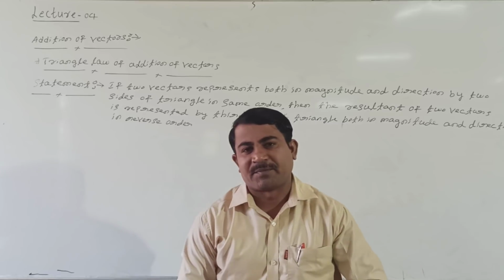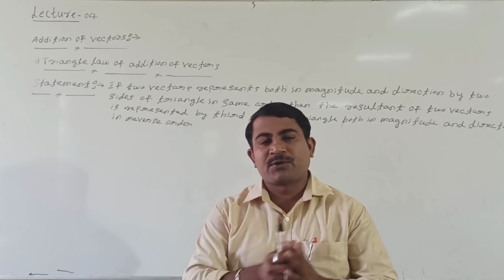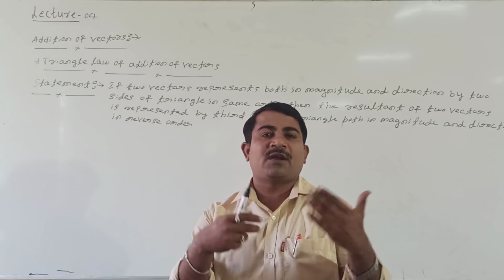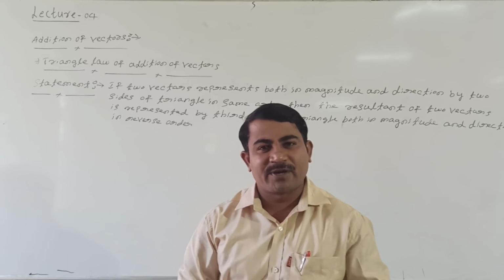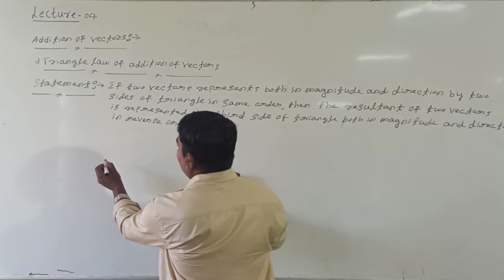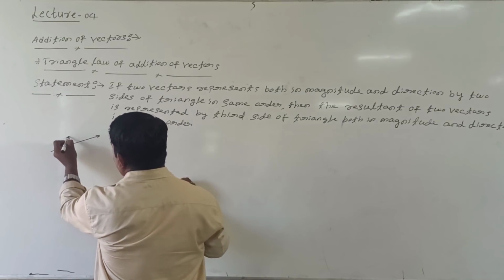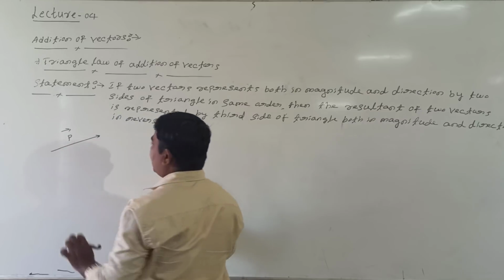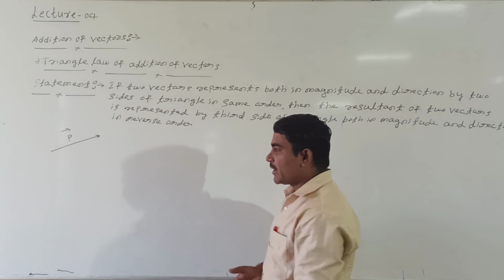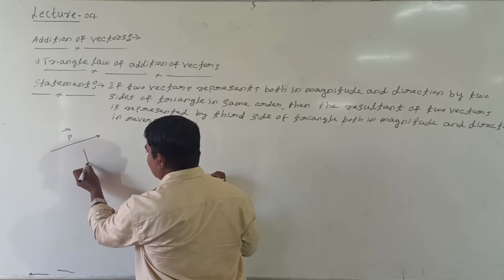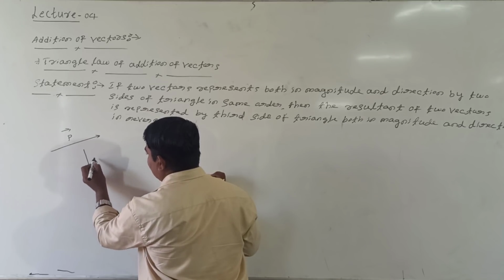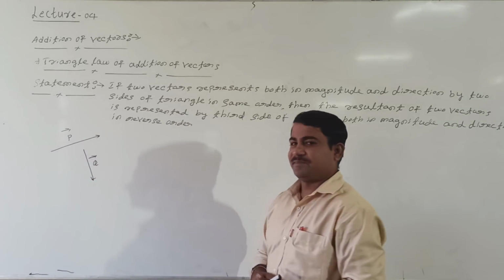Let us understand this statement. Students, I will take two vectors, P and Q, which are oriented in different directions. Look at me. This is one vector, the P vector. Right. Shall I take one more vector in this direction? This is one more vector. I will call this vector the Q vector. Right. How to add?